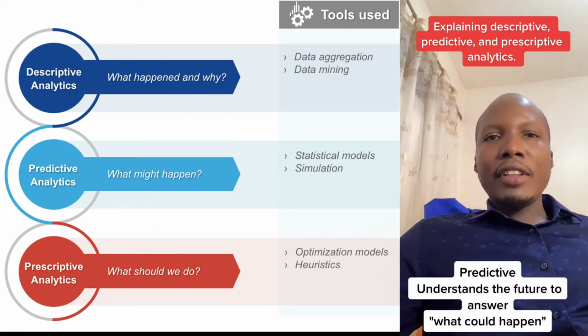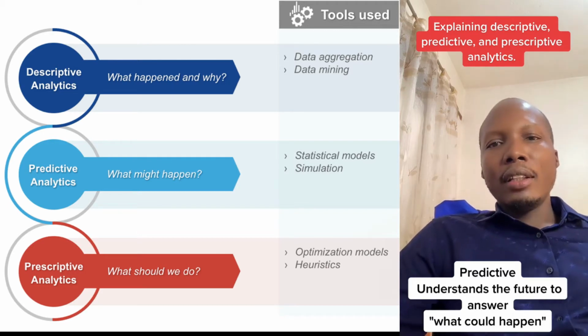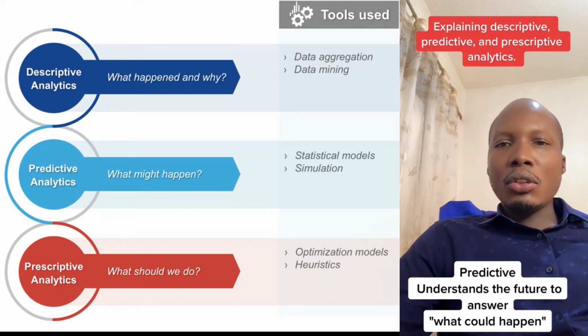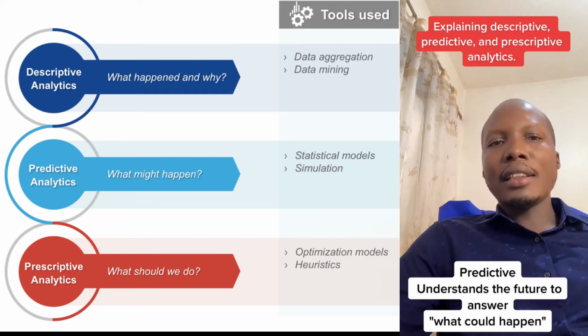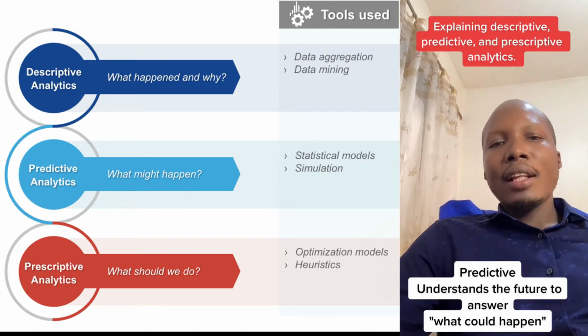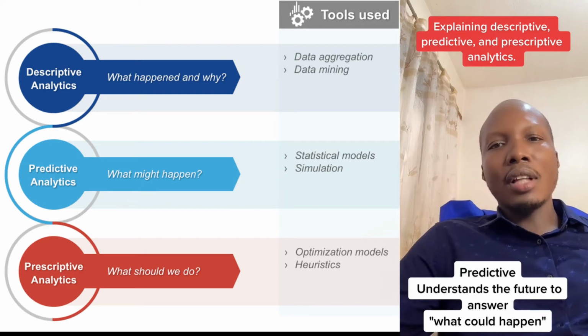Then predictive, this one understands the future to answer what could happen. It uses statistical models and forecasting techniques. So you do all the forecasting to predict, for example, how much the ice cream company may sell in summer, in spring, or on rainy days. So the production is different depending on the consumption and the sales they do in those specific seasons.